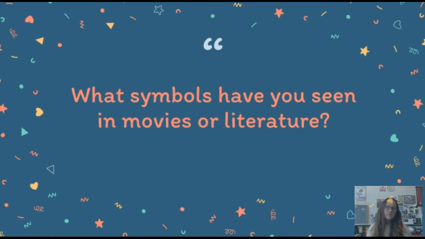So, yes, there are some repeated symbols. We also see that sometimes setting can be symbolic. So, the middle of the night in the woods, in certain stories, that might represent evil or lurking evil. So we get symbolism in a lot of different objects that we see throughout stories.